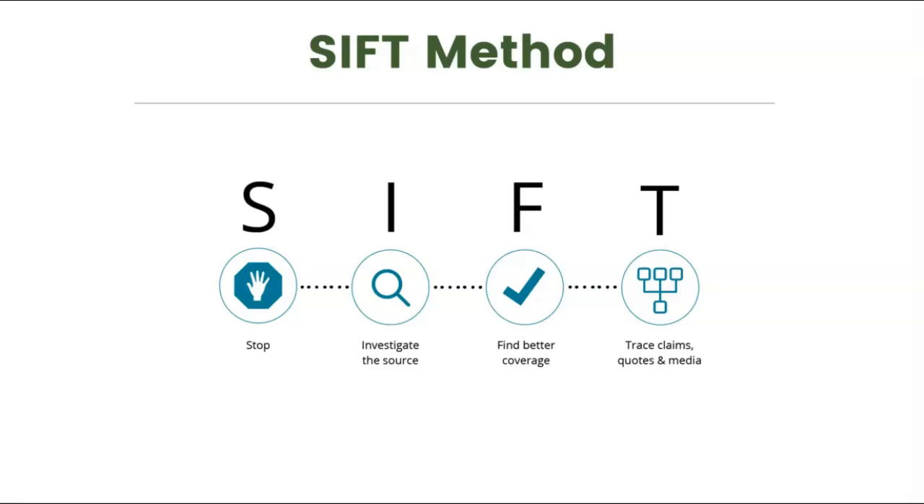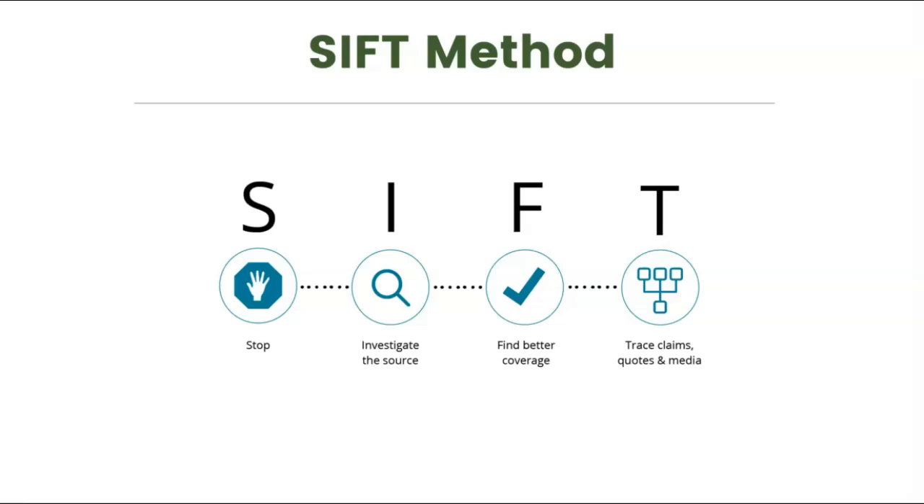SIFT is an acronym for a series of steps based on the approach used by professional fact checkers. The steps in SIFT are stop, investigate the source, find better coverage, and trace claims, quotes, and media.